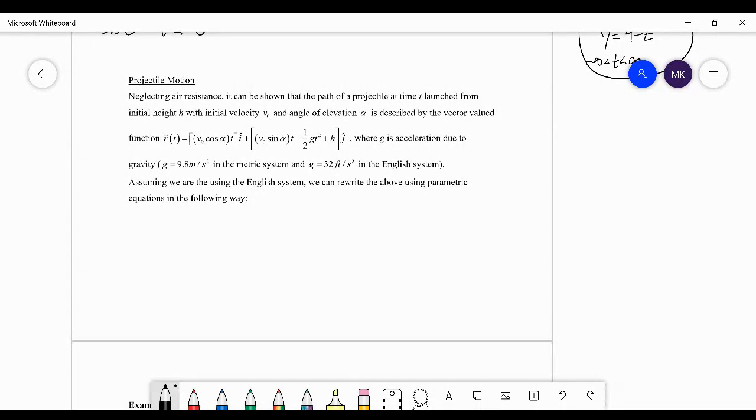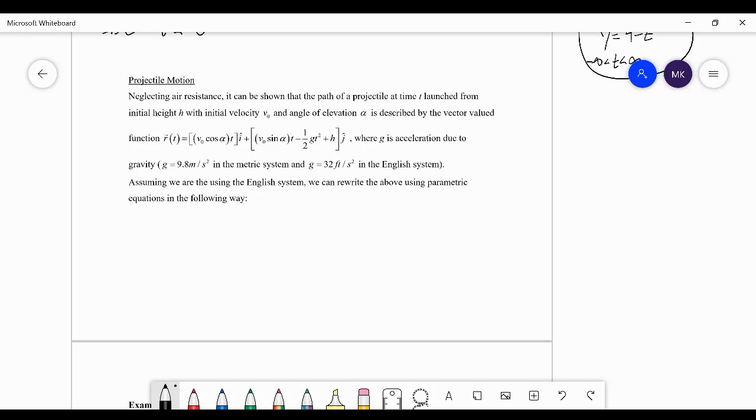So it can be shown that the path of a projectile at time t, launched from an initial height h with an initial velocity v sub 0 and at an angle of elevation alpha, can be described by the vector valued function r equals v sub 0 cosine of alpha times t times the unit vector i plus v sub 0 sine of alpha times t minus 1/2 g t squared plus h times the unit vector j. This all seems really crazy. Like, wait, why are we dealing with vectors? I thought we were dealing with parametric equations. We are. You're going to see how we deal with this in a parametric way in just a sec.